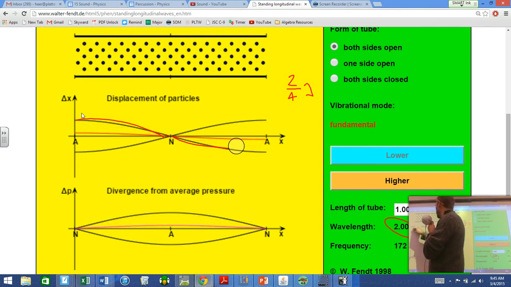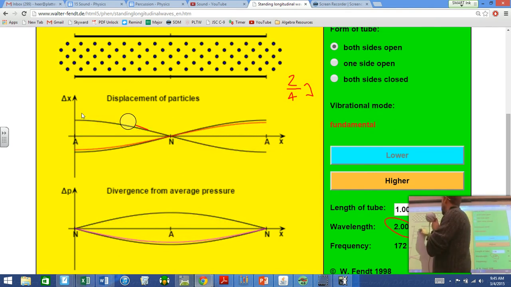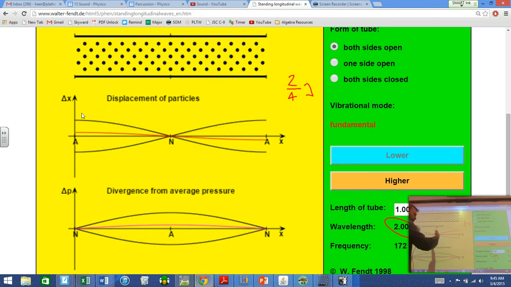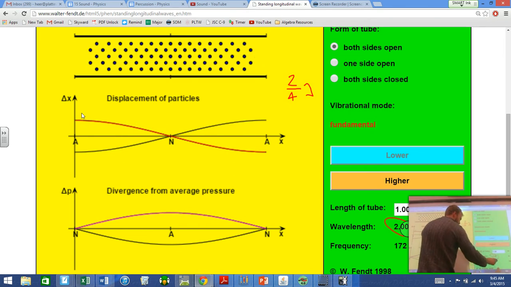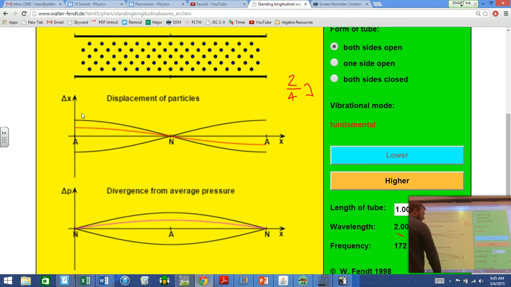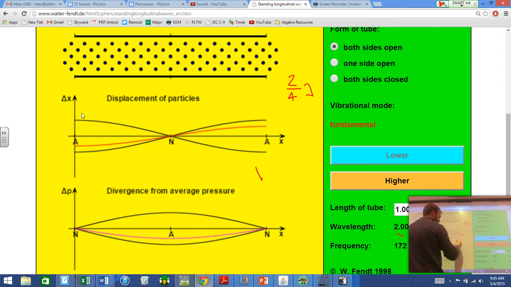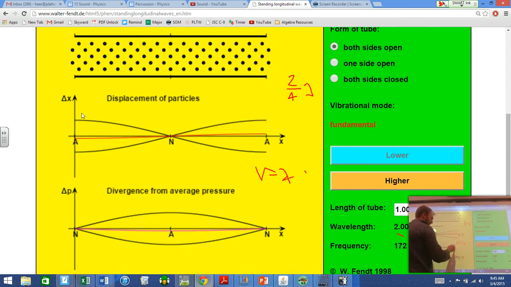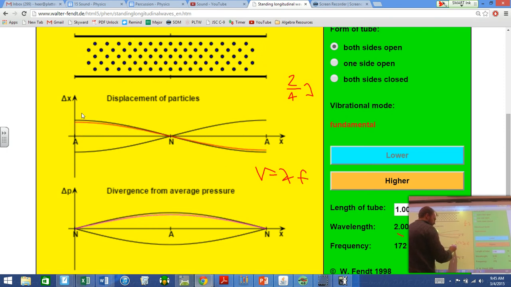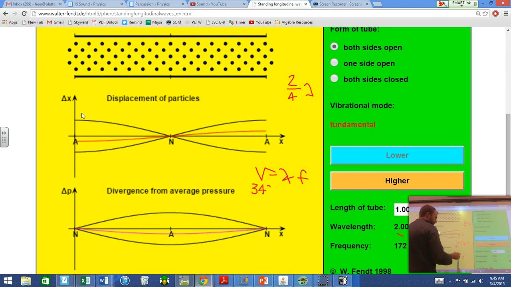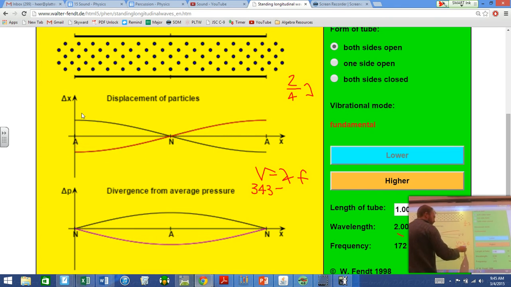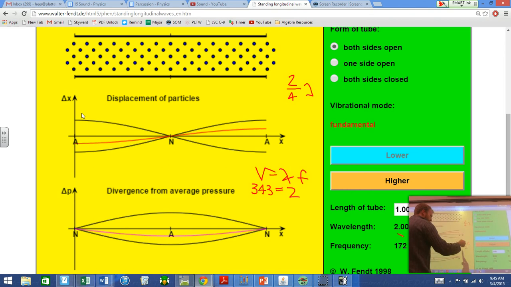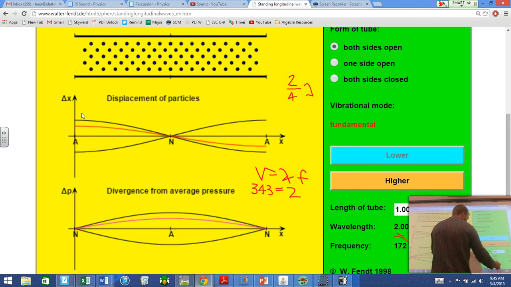So if I wanted to figure out what frequency would resonate here, I'd take my wavelength, which is 2 meters. My velocity equals the wavelength times the frequency. My velocity being 343 again. The wavelength being 2, the frequency, 343 divided by 2, is 172 hertz.